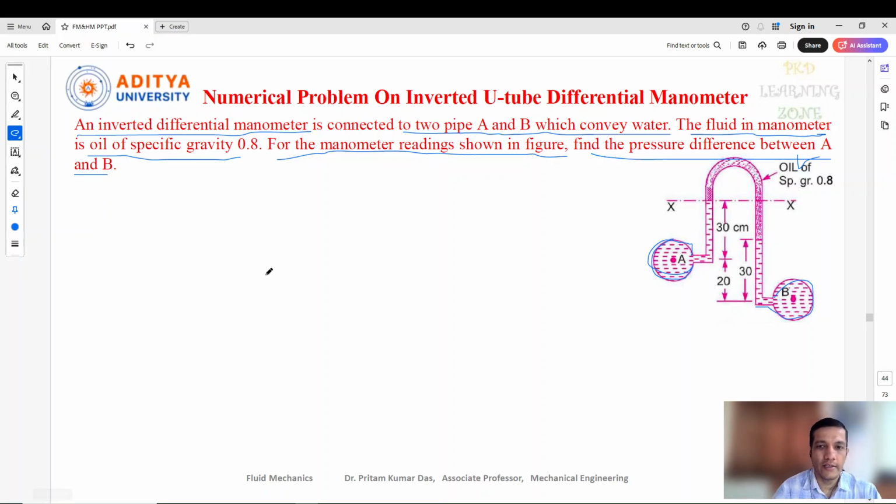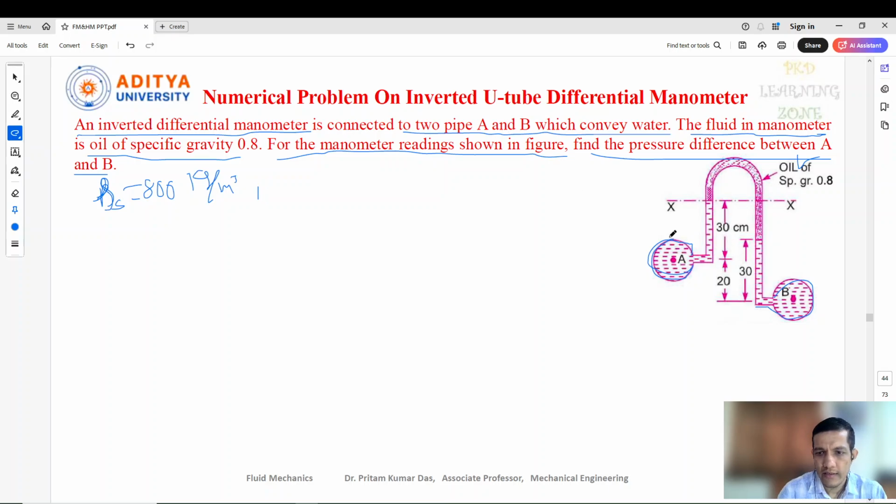Yeah, so here it is asked the pressure difference, that means the PA and PB we need to identify. So we can find out the pressure difference between this A and B. Okay, how much difference is there in this. So let's write down the data given first. So rho S, specific gravity of oil, 0.8. So density of oil we can write 0.8 into 1000, so that is 800 kg per meter cube.